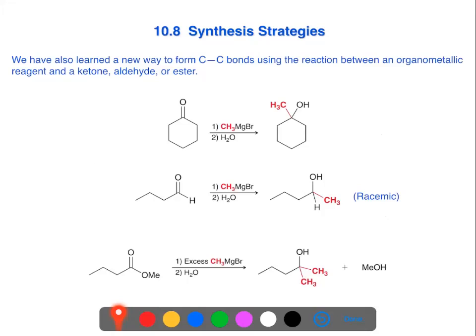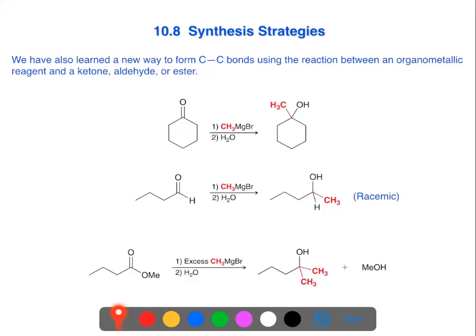We've also learned a new way to form a carbon-carbon bond. That is a reaction between an aldehyde, ketone, or ester with an organometallic reagent, such as a Grignard reagent or organolithium. And in that way, we're increasing the amount of carbon in our final product. And so in synthesis, this is very important. Like we saw in the previous section, alkylation was a way of increasing the carbon skeleton. Well, this is another way to increase the amount of carbon in your final product towards some synthetic target.